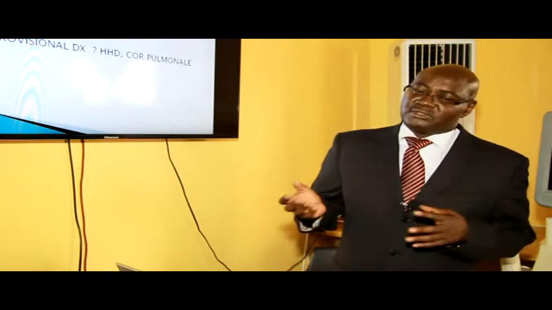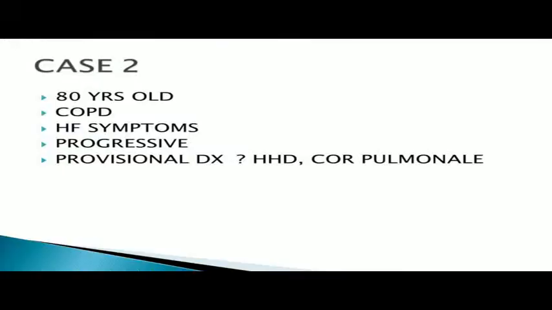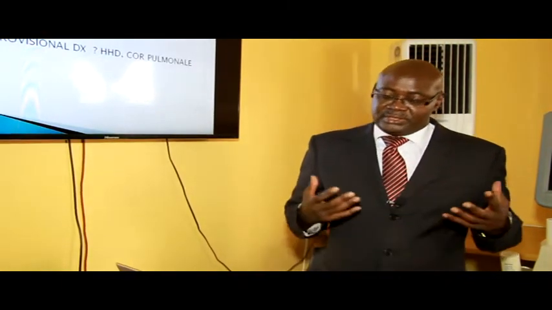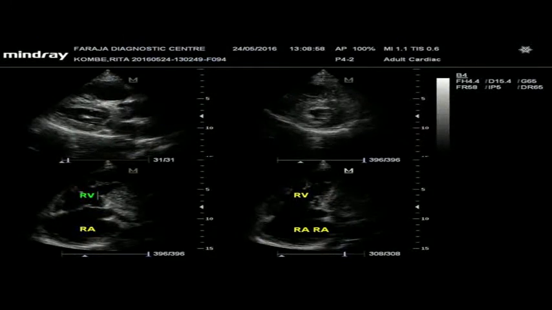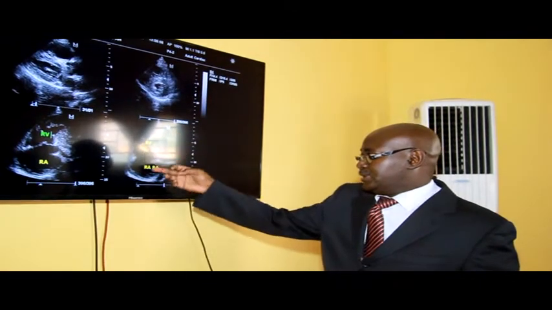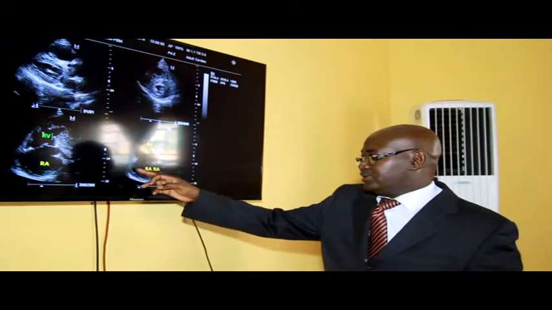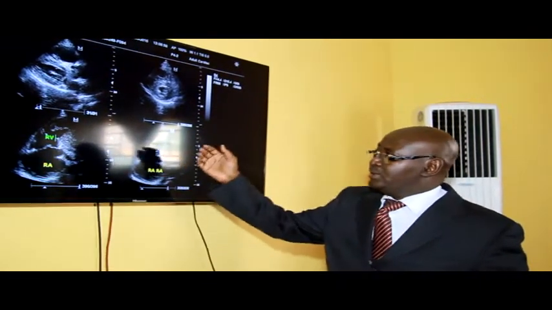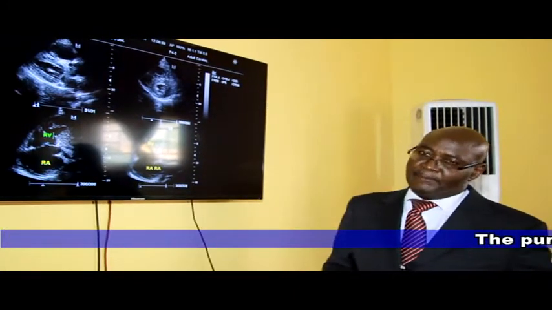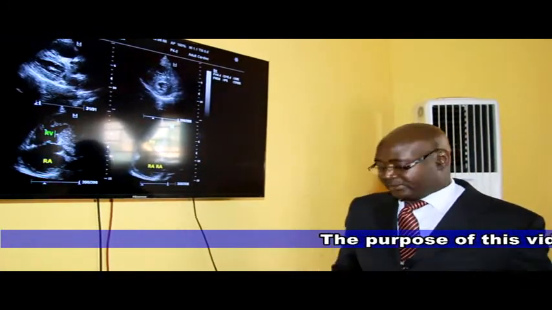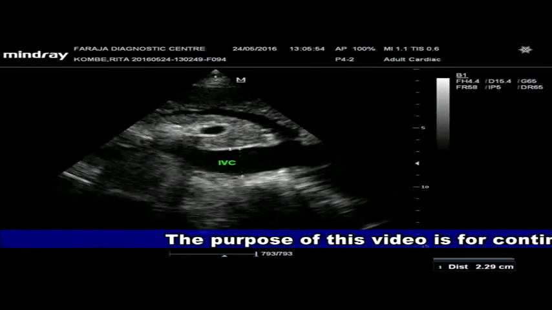The provisional diagnosis, what they were thinking about, was that the patient had hypertensive heart disease and she was on medication, but she continued deteriorating, with symptoms escalating. So when she was sent for an echo, we saw a lot of obvious signs of the right side failing, because on the right side of the heart we can see that the right ventricle and right atrium are dilated. On both views of the echo windows, it showed dilatation of the right side of the heart.